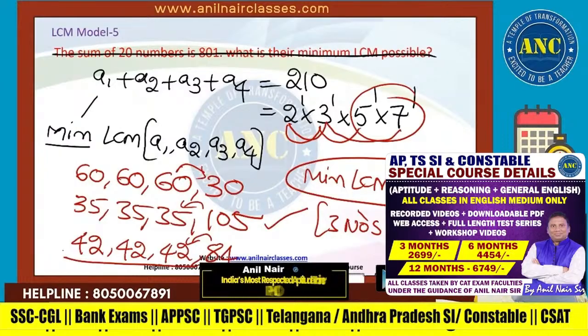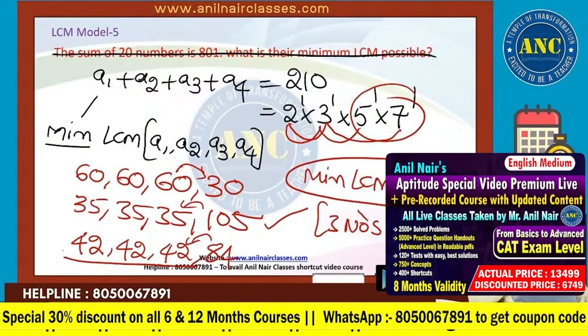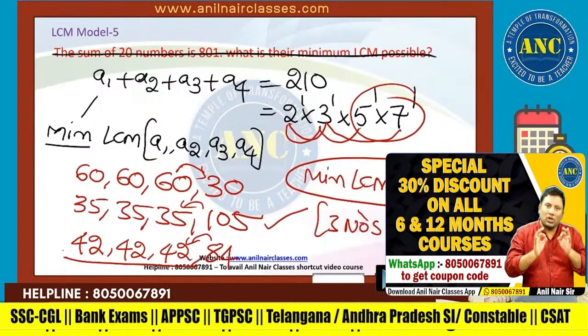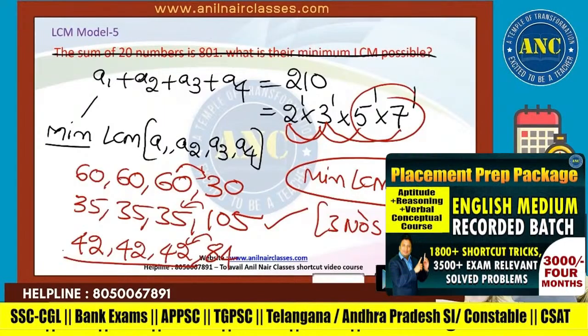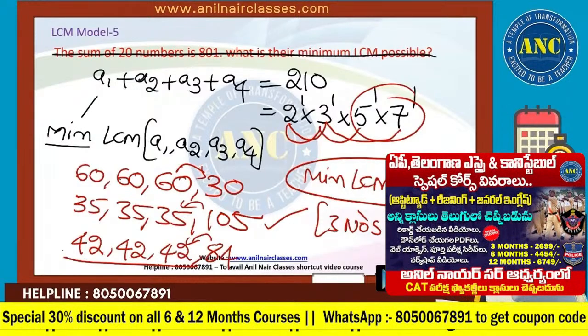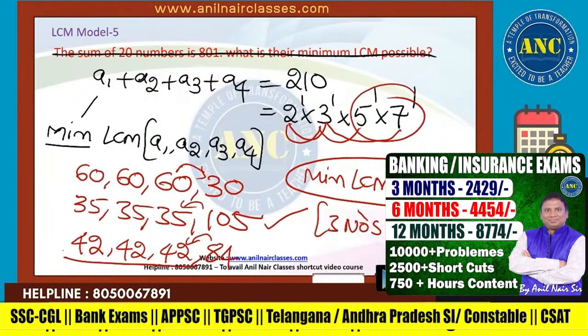Again I am explaining. 4 numbers, minimum LCM. The LCM will be minimum when all the 4 numbers are equal. But 210 divided by 4 gives a decimal value, so 4 numbers cannot be equal. If 4 cannot be equal, 3 have to be equal. Which 3 numbers should I make equal? From the factorization of 210, I will get the answer.